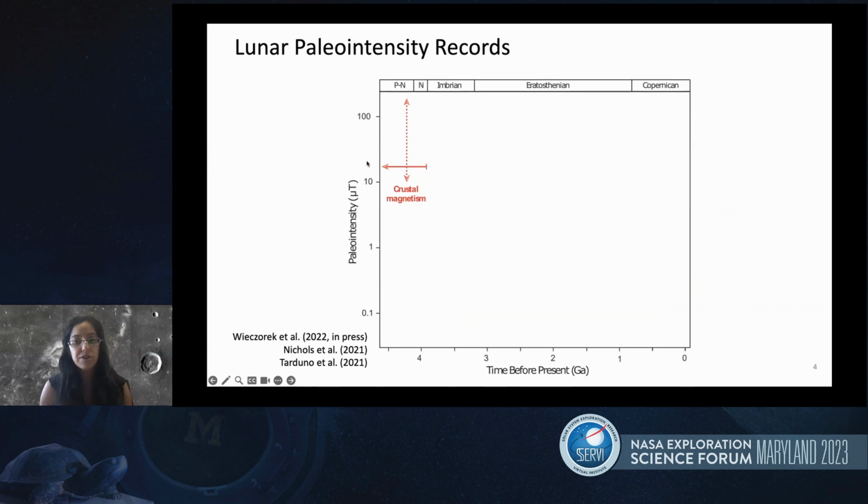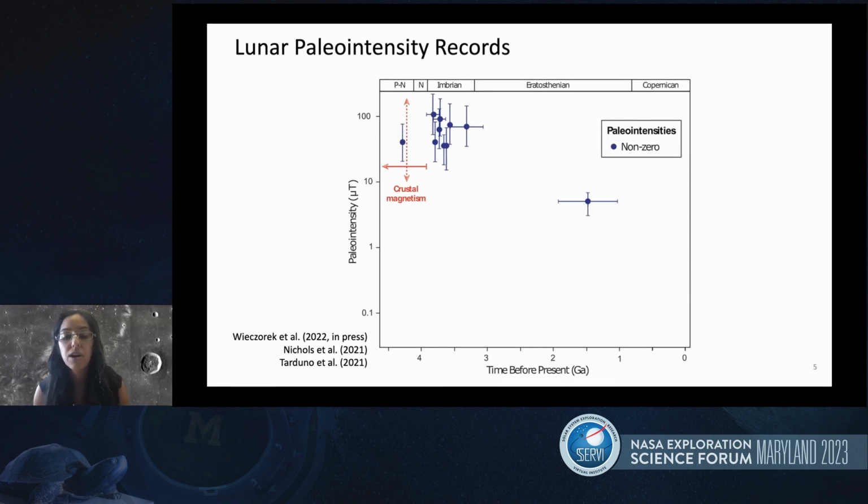But in order to understand the moon's magnetic history after 3.9 billion years ago, we really need to resort to studying paleomagnetic samples, in particular, the samples returned by the Apollo missions. Over the past couple decades, a bunch of modern paleomagnetic studies have investigated the paleo intensity history recorded in lunar samples. Each of these points here is a different Apollo sample with a different age. And on the y-axis, we're plotting the paleo intensity, or the field strength that we believe magnetized those rocks when they formed on the moon.